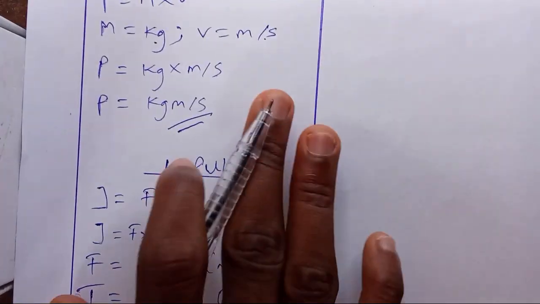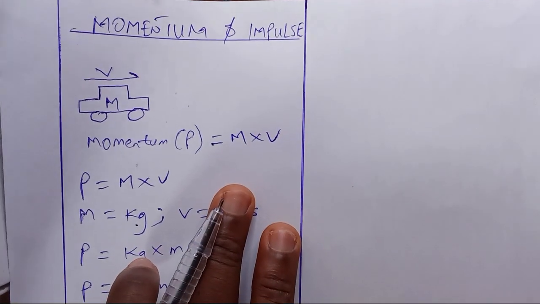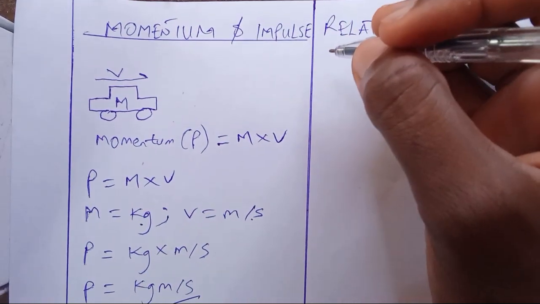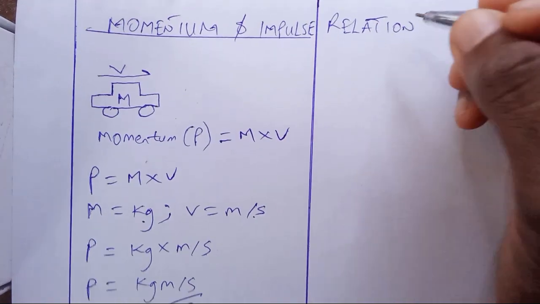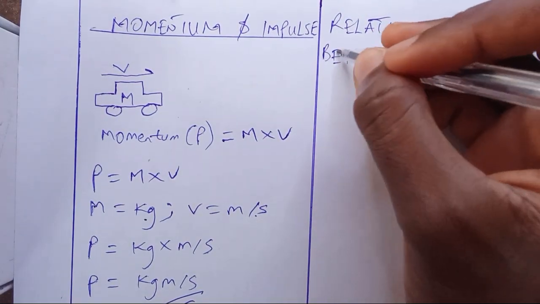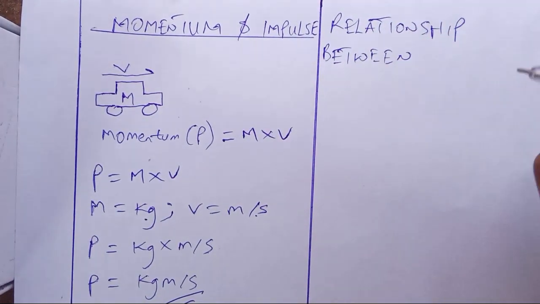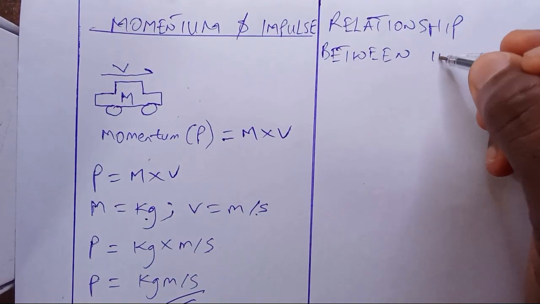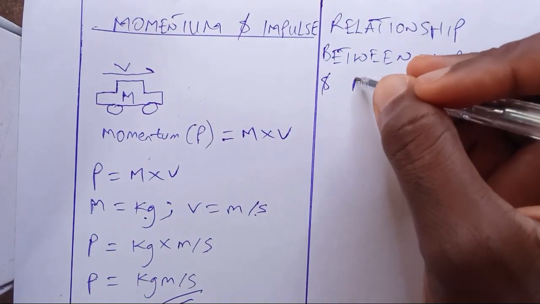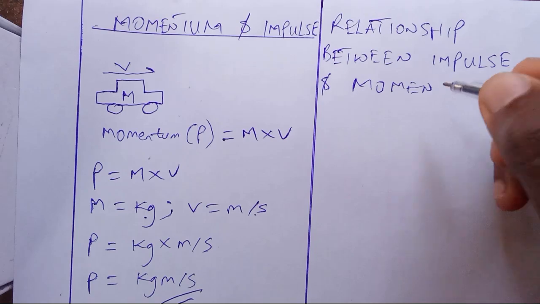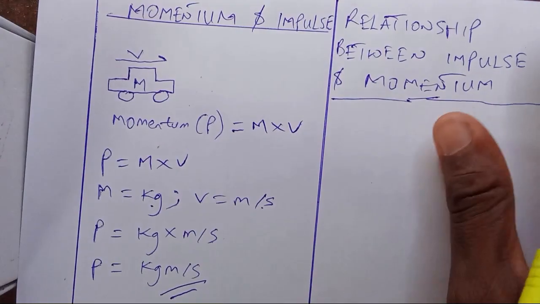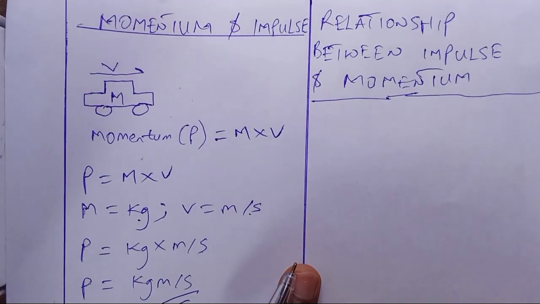So now finally, the main reason for this lesson is the relationship between impulse and momentum. So now, the relationship between impulse and momentum.